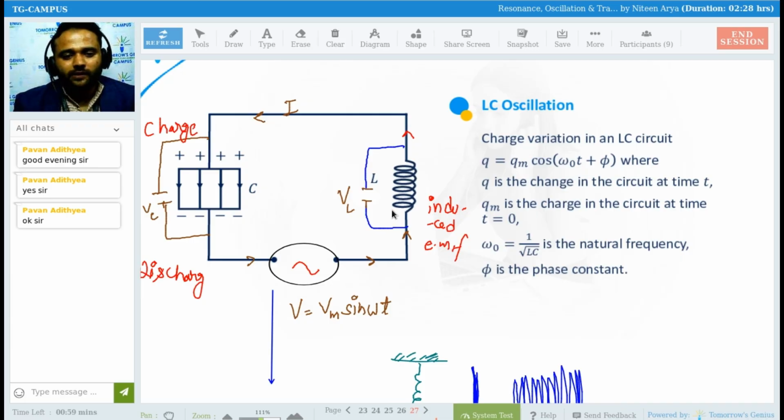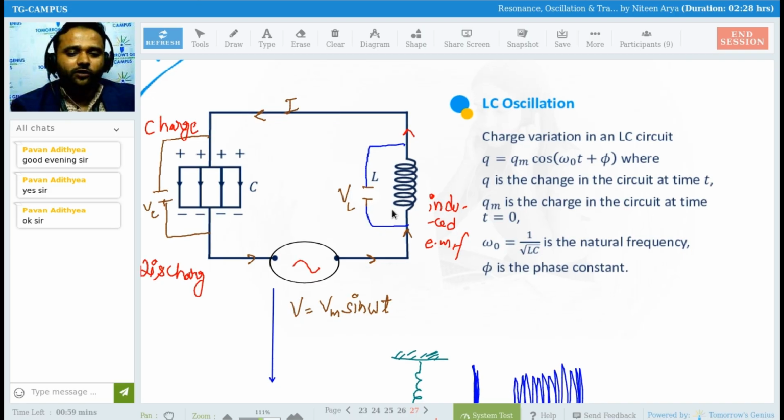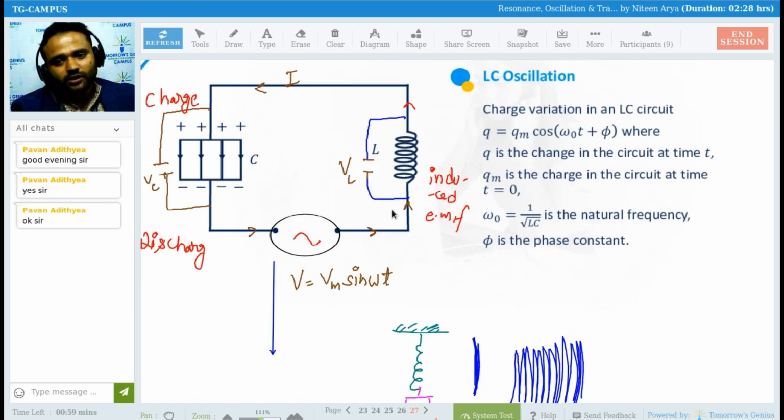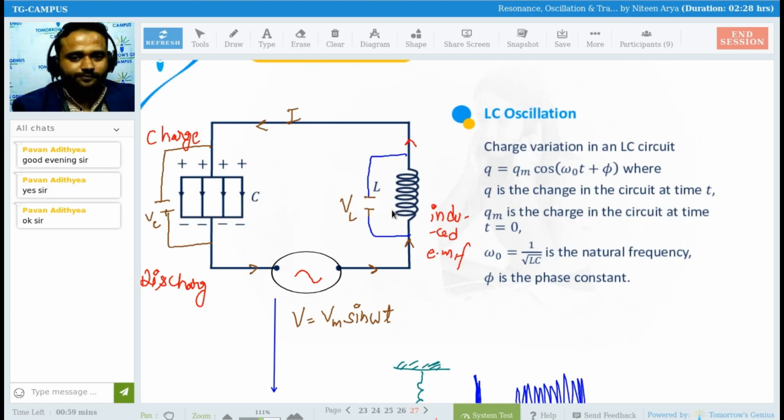Oscillation is basically what? It is between the capacitive energy, which is half CV square, half QV, or half Q square by C, and the inductive energy or magnetic energy, which is half Li square. Clear? So this continuous process is going on. Obviously, it is going to be dissipated. Dissipated in what form? In heat form, in current form, and so on. So that thing we need to find.